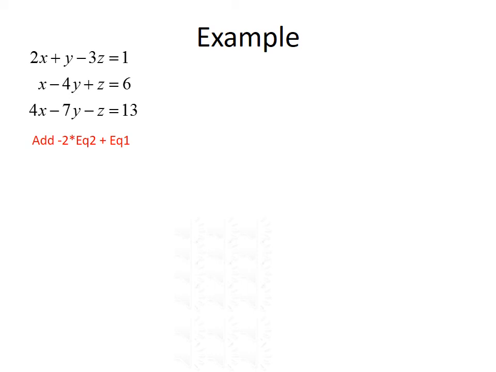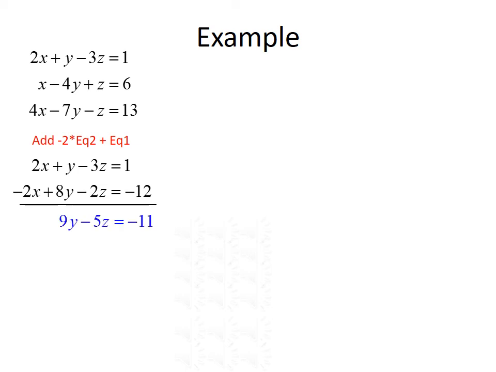So let's multiply the second equation by -2 and add it to the first equation. This will give us 2x plus y minus 3z equals 1, and multiplying the second equation by -2 gives us -2x plus 8y minus 2z equals -12. We'll add these two equations together. 2x plus -2x cancel out. y plus 8y gives us 9y. -3z plus -2z gives us -5z. And 1 plus -12 gives us -11. So we have the equation 9y minus 5z equals -11.